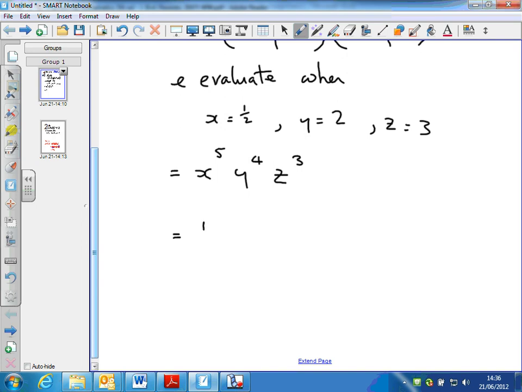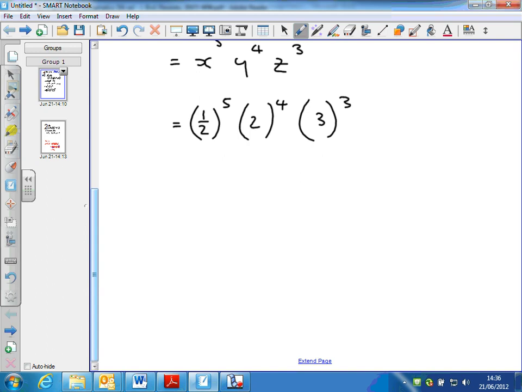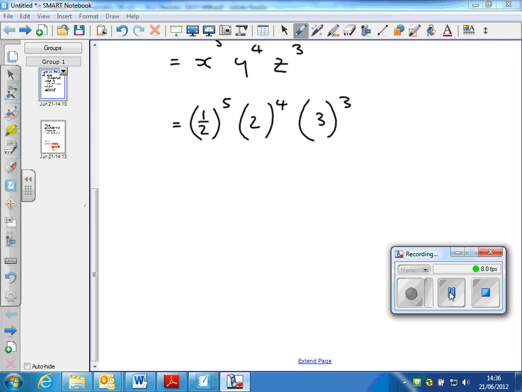So x is a half to the power 5, multiplied by 2 to the power 4, multiplied by 3 to the power 3. Again, I've not bothered to put the multiplication symbol in between these. No symbol means multiply. Then I can work it out. You can either do this on the calculator or in your head. So if I pause while you work it out, the answer's at the end in the textbook.